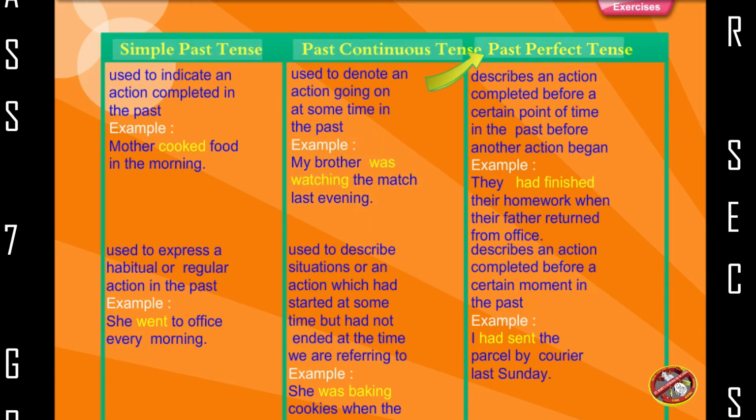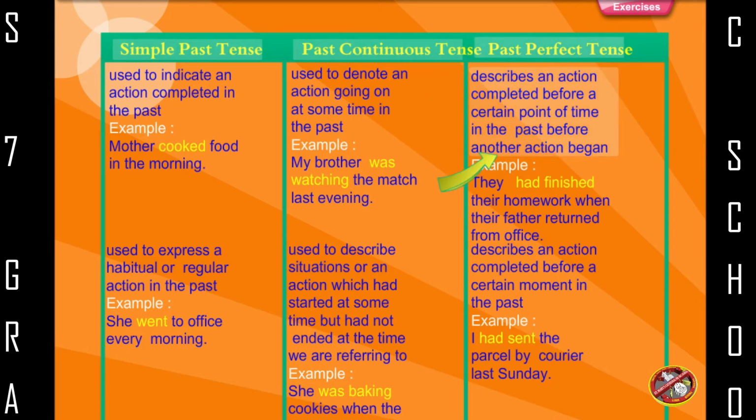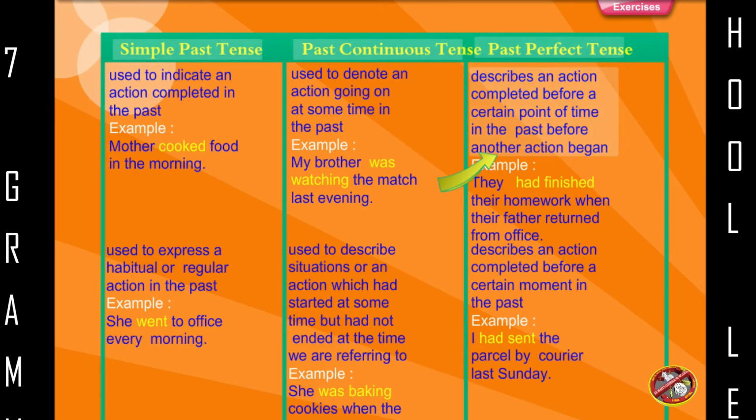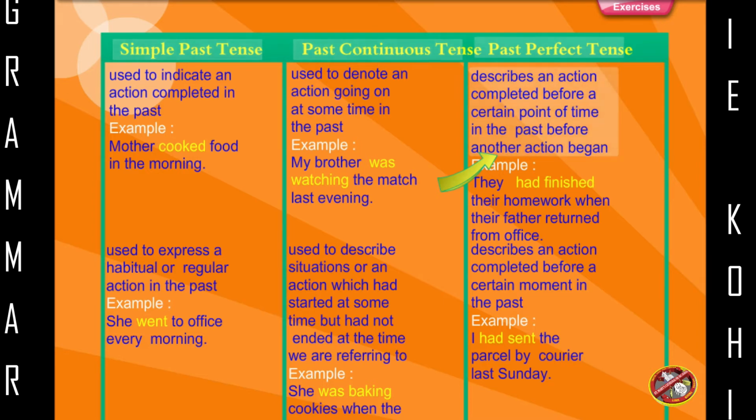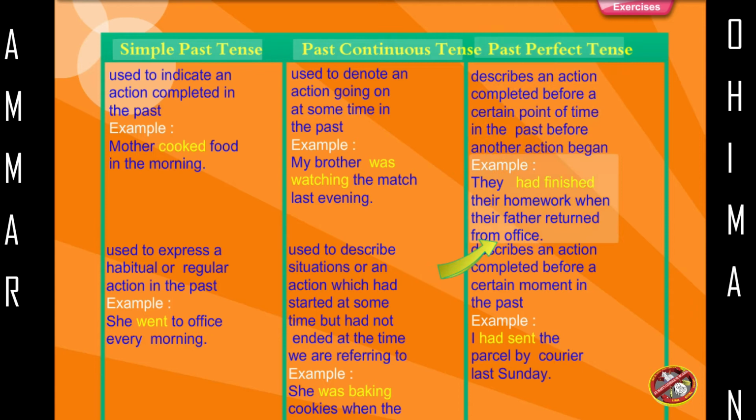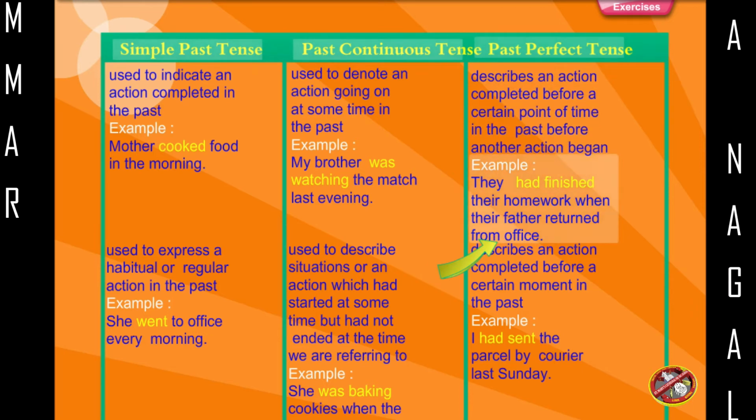Past perfect tense. Describes an action completed before a certain point of time in the past, before another action began. Example: They had finished their homework when their father returned from office.